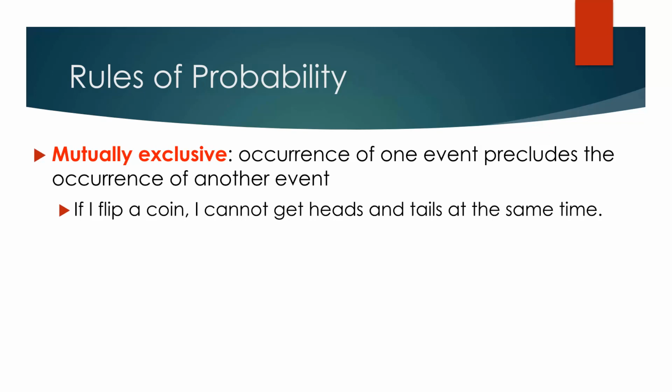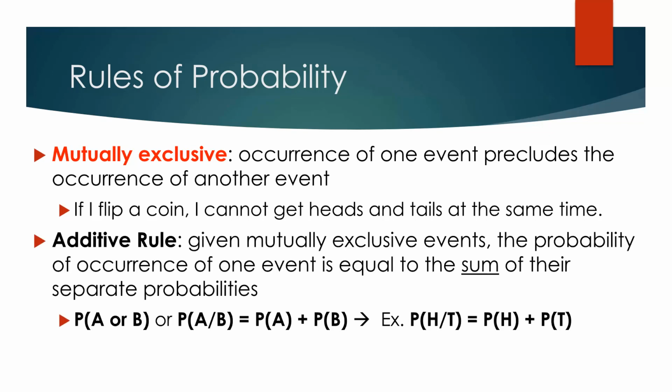Landing on one side of the coin means that it could not have landed on the other side, or that it could not be the other one at the same time. You cannot flip a coin and it's heads and tails. It has to be heads or tails, one or the other. Now, in a situation where you have mutually exclusive events, then the probability of one of them occurring is equal to the sum of their separate probabilities. That is called the additive rule.